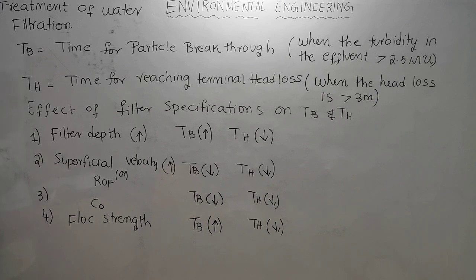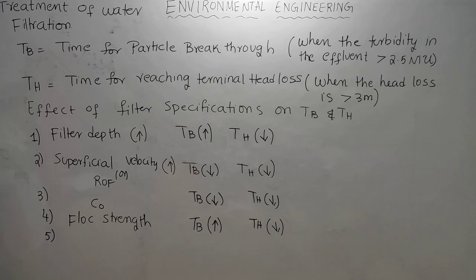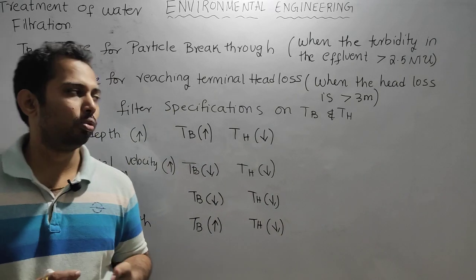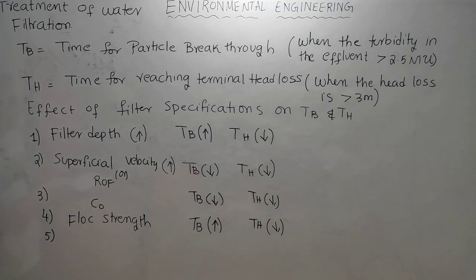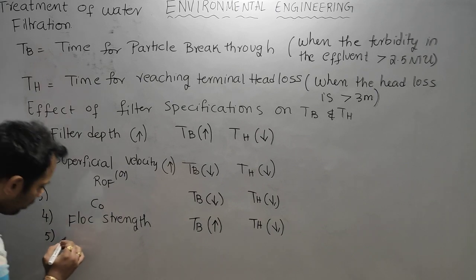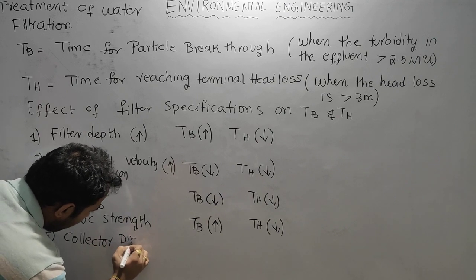And next is the effect of collector diameter. So what is meant by the collector? Collector diameter means the diameter of the filter media grains. Collector means the filter media grains, so the diameter of the grains of filter media we can also call the collector diameter. Okay, collector: the one who collects the impurity.